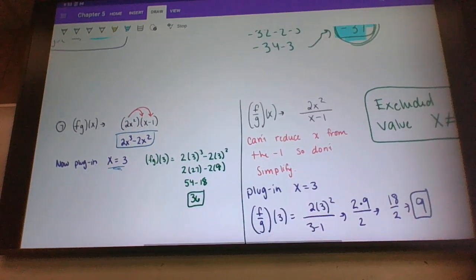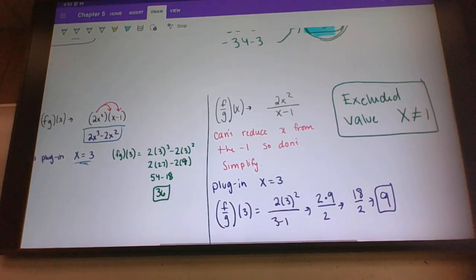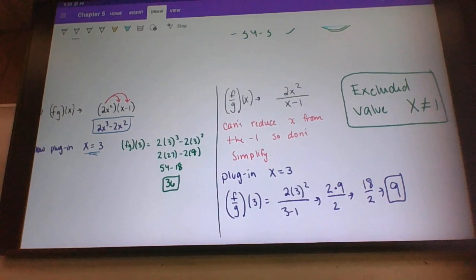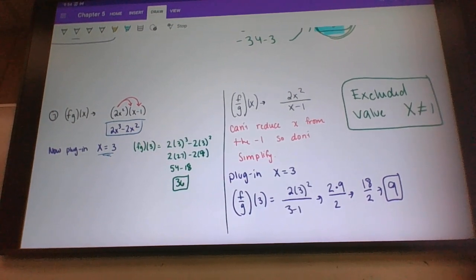Stop being mean. Okay, so how do we divide them now, Miss Baldwin? So we're just gonna make it a fraction, put f over g. Now, if you could reduce, you have to. Or if you could factor, you have to.